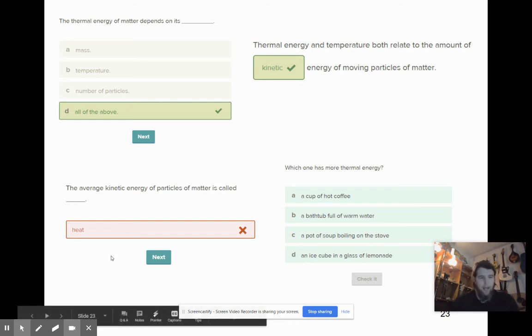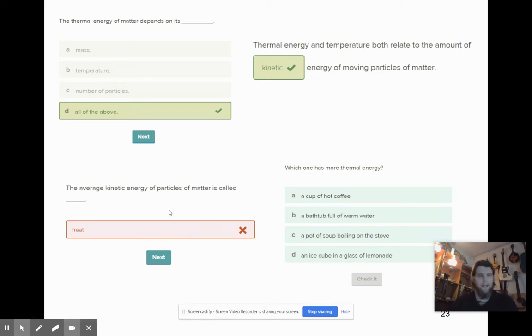So down here, I purposely put this one in as an incorrect answer, just because I can totally see people putting this and being confused on why they got it wrong. So it says the average kinetic energy of particles of matter is called what? And so I can understand someone saying heat. Well, if they're vibrating more, they're going to have more heat to them. But what we'd actually want to put in there is that the average kinetic energy of particles of matter is called temperature. So that temperature is that average energy of the particles, as opposed to the total amount, which would be the thermal energy.